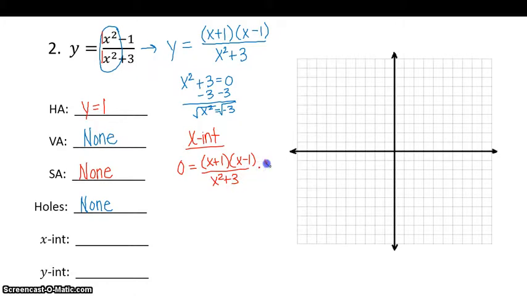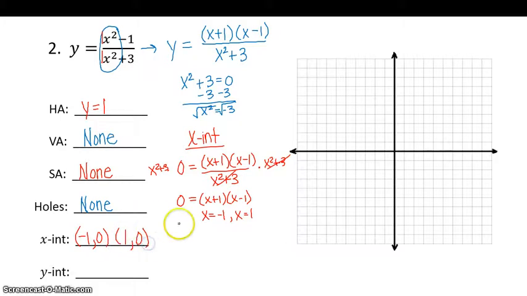So then we multiply both sides by the x squared plus 3 to get rid of it. So that'll be 0, that cancels, equals x plus 1, x minus 1. So this has two x-intercepts at negative 1 and positive 1. So then I have (-1, 0) and (1, 0) is where it touches the x-axis.